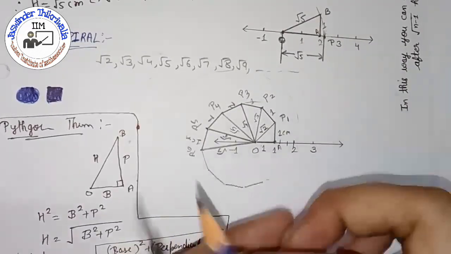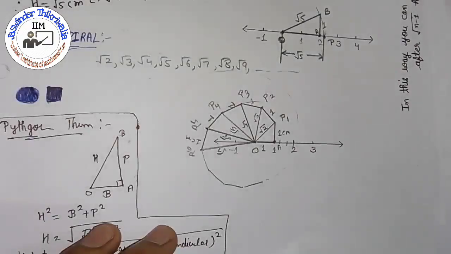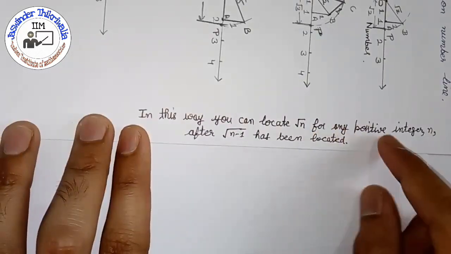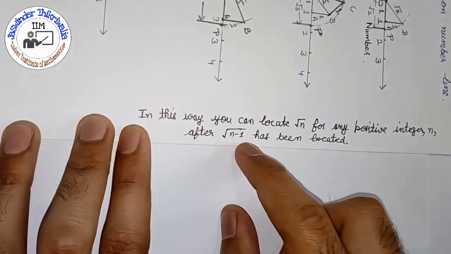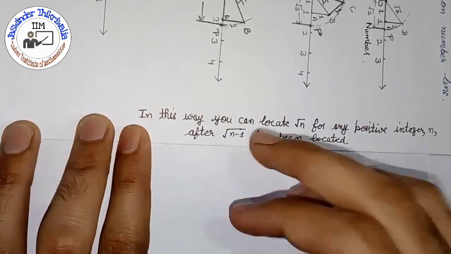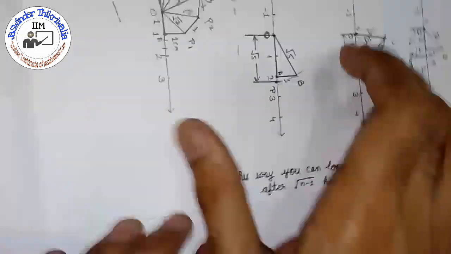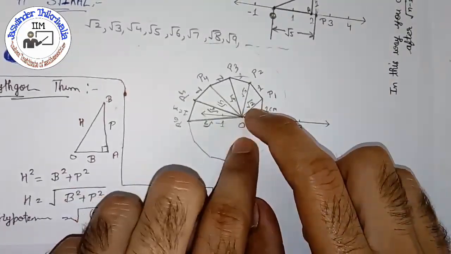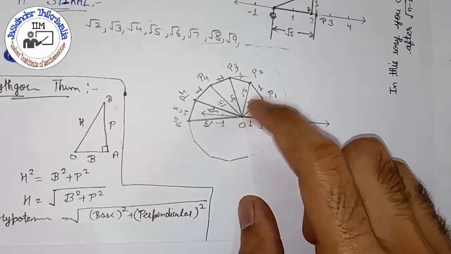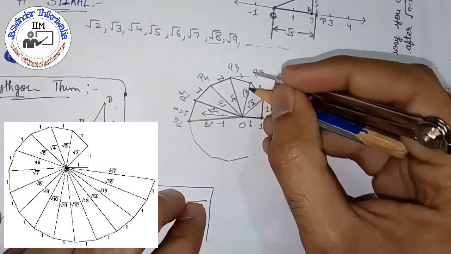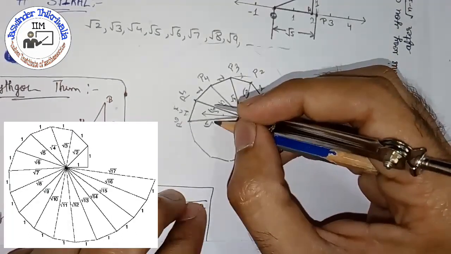So for today, it is enough. And at the end, I want to tell you that in this way, you can locate under root n for any positive integer n after n minus 1 has been located. What does it mean? n minus 1 means the lesser quantity. Then by adding 1 to it, you can locate the next number. Suppose here we first located under root 2. Under root 2 was n, and that is 1 less than 3. So the next number is increasing by 1 only. Under root 2, under root 3, under root 4, under root 5, under root 6, under root 7.